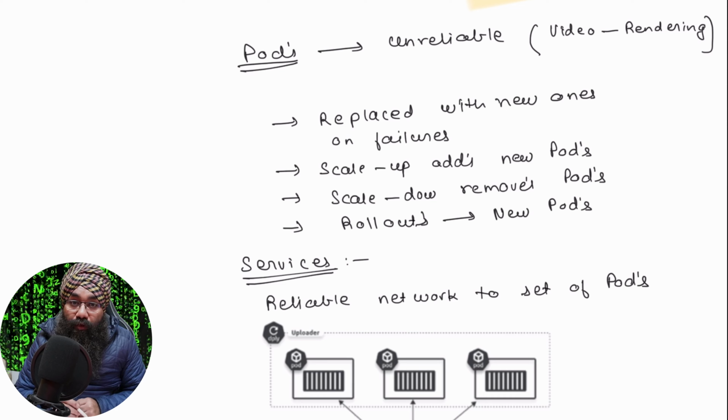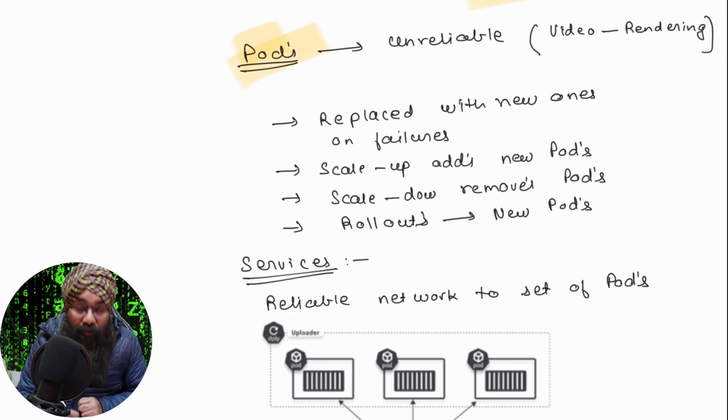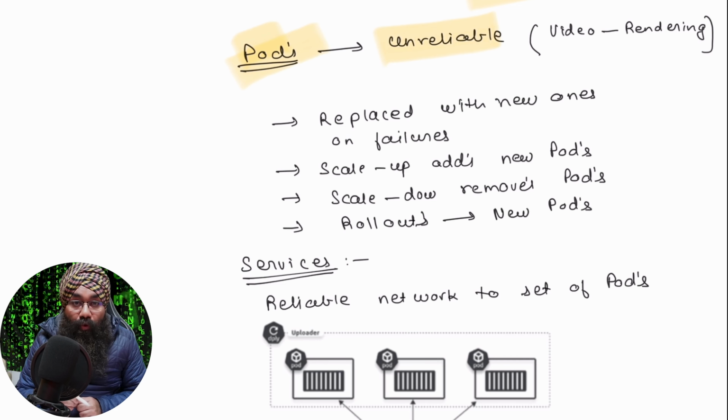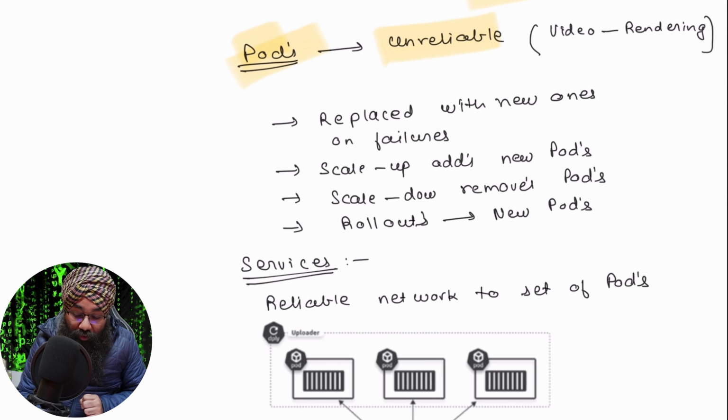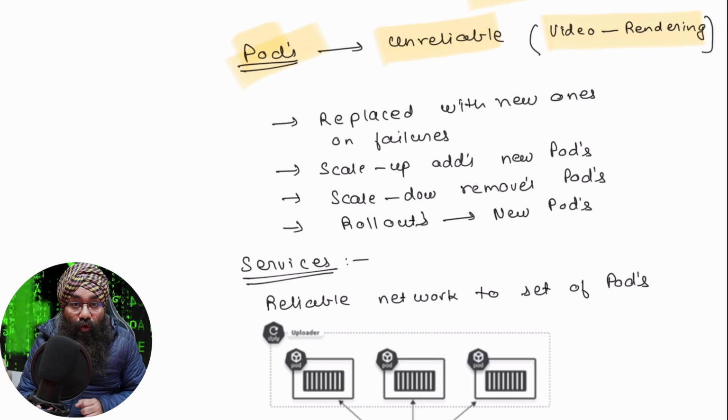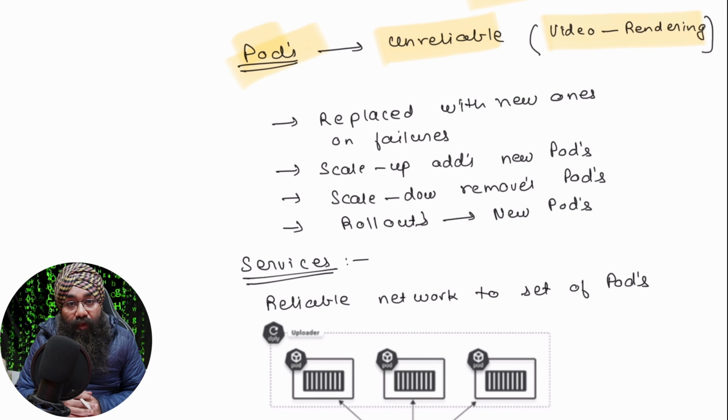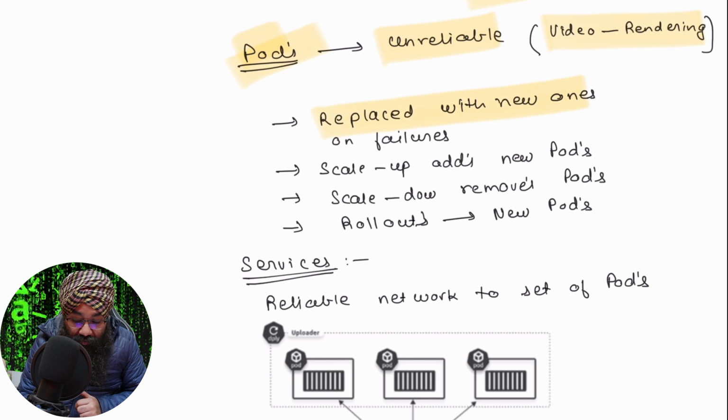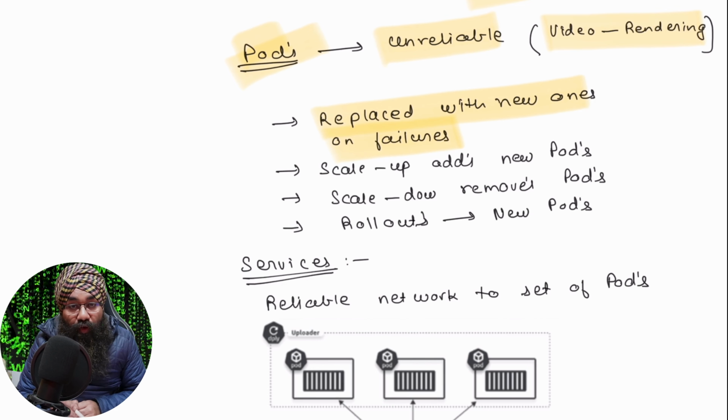But another thing to remember about pods is that they are unreliable. Suppose you are doing a video rendering operation in your application, and video rendering generally takes a lot of time. And midway that pod fails. What will you do? The reconciliation loop will replace the old pod with a new one on failure.